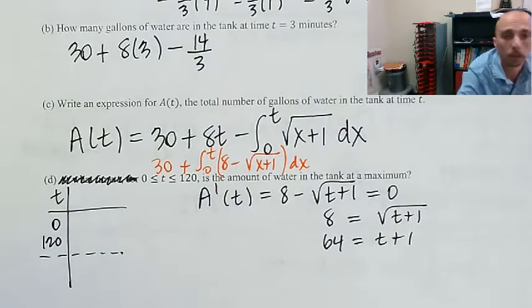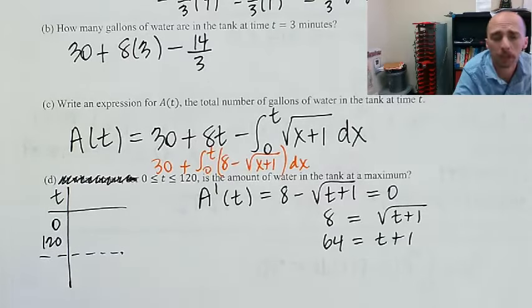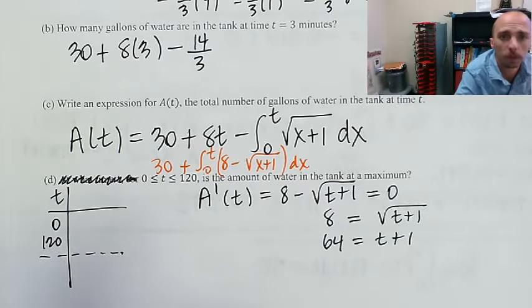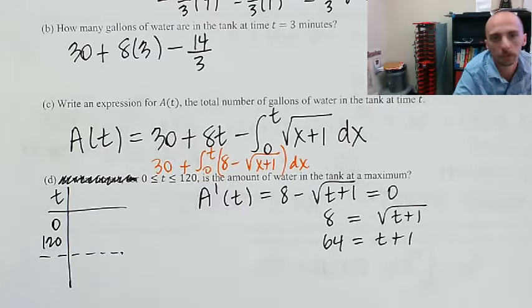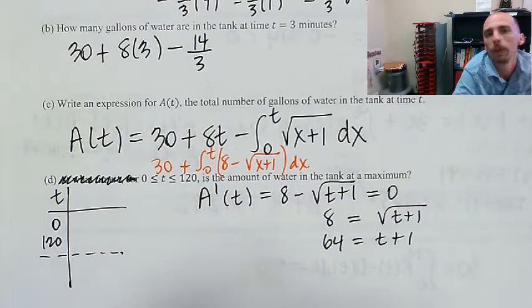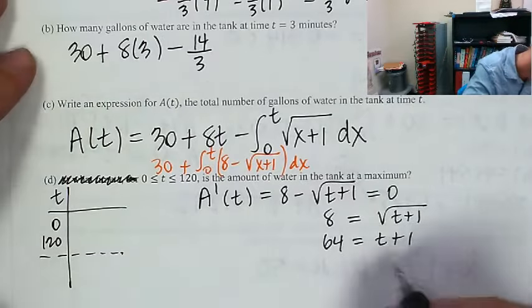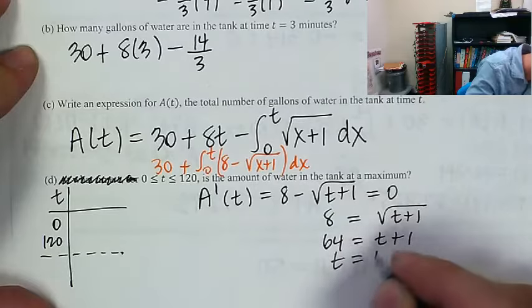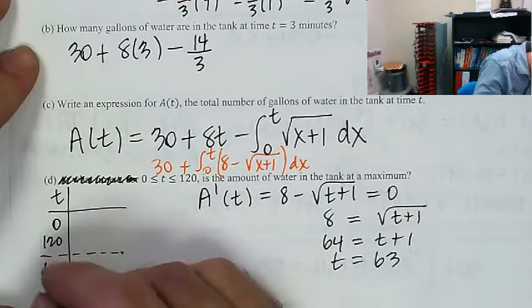We know there's something we need to remember when we take the square root of both sides of an equation. There's also something we need to remember when we square both sides, and that's to check the solutions for extraneous solutions, because you can have two things that are not equal, like 4 and negative 4, and then you square them and they look equal. That's why you have to be careful about squaring both sides of an equation. So that's going to be t equals 63.